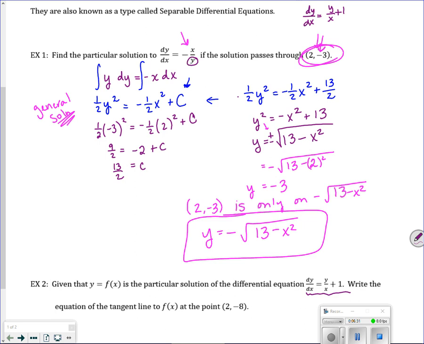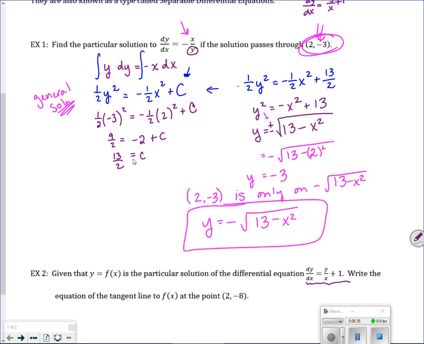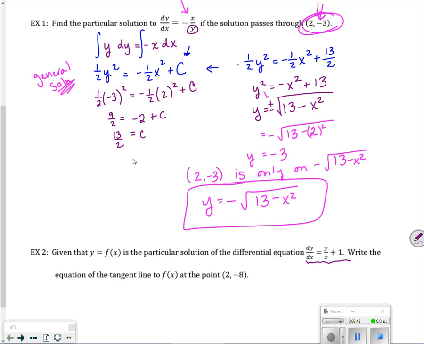You're not reading the question carefully. Even though it says the words particular solution, what does this question ask you? Write the equation of the tangent line to f of x. f of x is the particular solution. If you solve that for y, because you can with non-separable, it's just something that we don't do. f of x is that particular solution. What do we need for the equation of a tangent line?